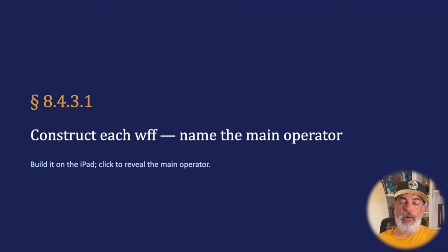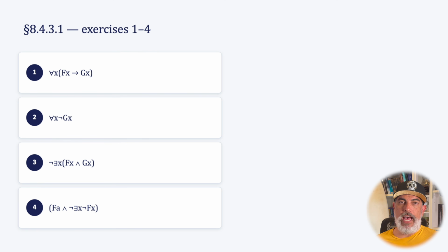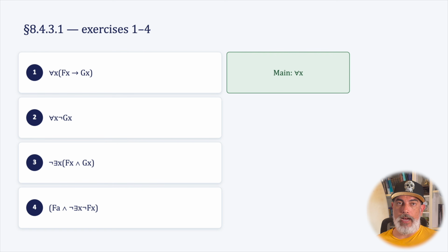So it turns out here, the arrow is the main operator. Okay, 8.4.3.1 exercises. Here we're going to construct our well-formed formula step by step and then name the main operator. Number 1, for all x, if Fx, then Gx. Again, we would start with our atomic well-formed formulas, Fx first, then Gx, using part 1 of our definition. Then we would put them in a conditional using part 2 of our definition, the conditional clause. Then we would put the universal quantifier on last, so that would be our main operator.